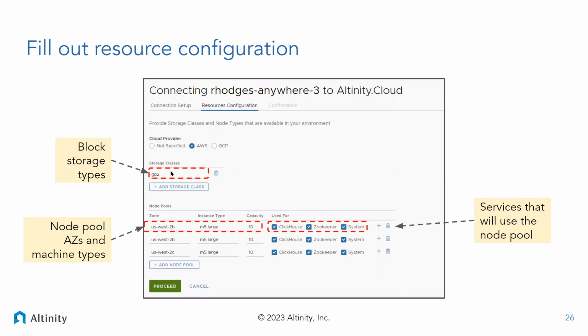You'll list the block storage types. If we can see storage classes, we will list them automatically. You can add additional ones of your own if you'd like. Generally speaking, that's not necessary. Then you want to set up some initial node pools, and these are just saying, hey, I have 3 zones here. I can use M5.large machines or VMs in these, and I have up to 10 each. And I can use them for ClickHouse or Zookeeper or our system services that make Altinity.Cloud work. So you fill in this information, and then you press proceed.